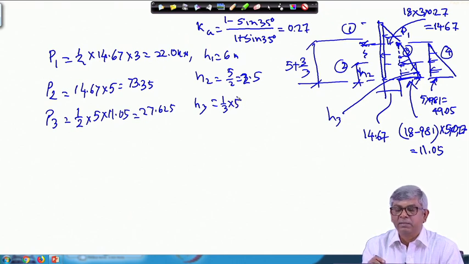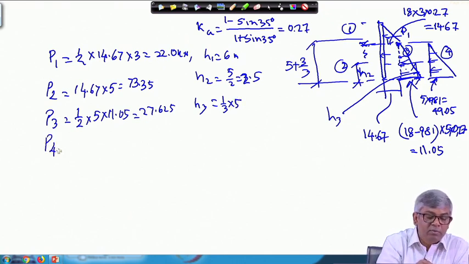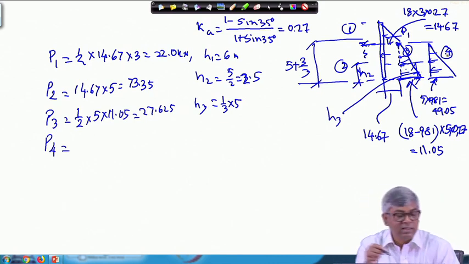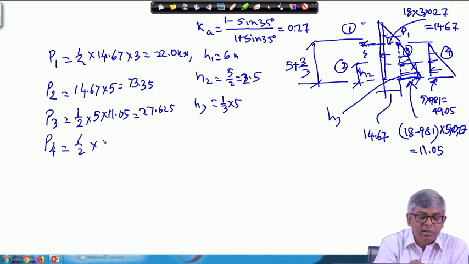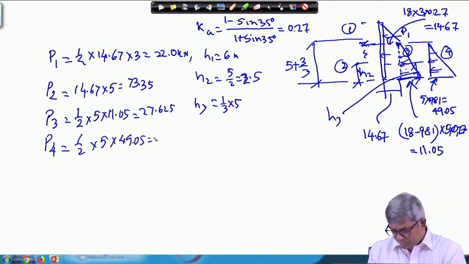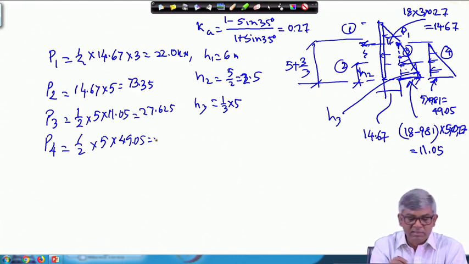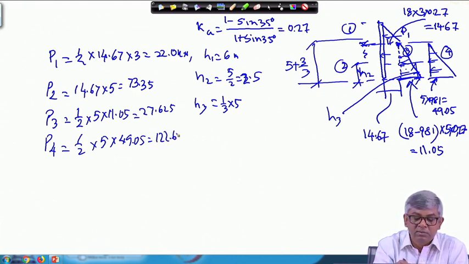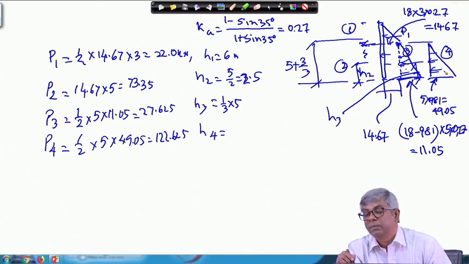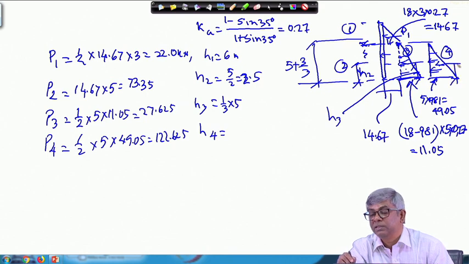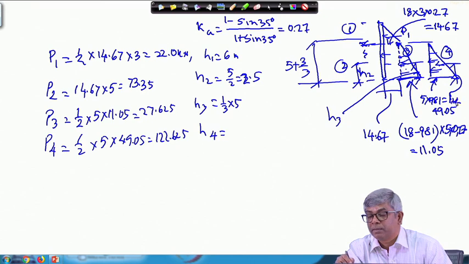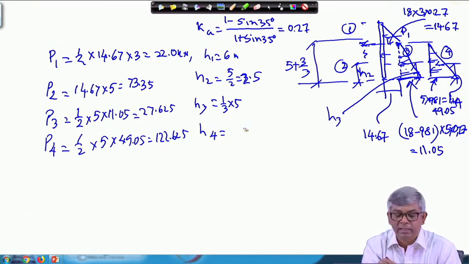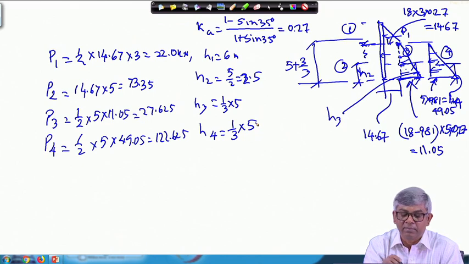So that means 5 by 3. And then P4 will be equal to the area of this triangle, half multiplied by 5 multiplied by 49.05. So that will be equal to 122.625, and H4, that means it is acting here. So H4 will be this distance. So this will be H4. This H4 will be again 1 by 3 multiplied by 5.